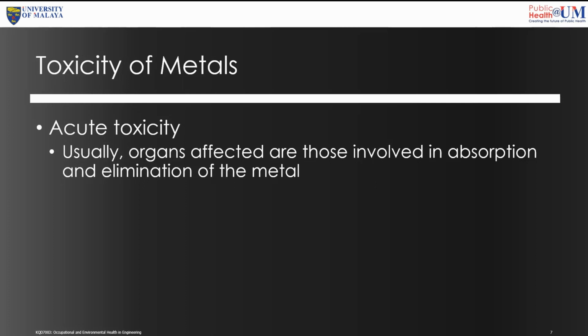you're exposed to will lead to two kinds of toxicity: acute toxicity and chronic toxicity. Acute toxicity usually occurs near the organ affected, involving absorption or elimination of the metal. So usually it's either the lungs or the kidney or the liver, where there's absorption, metabolism, and excretion of the chemical or the metals.